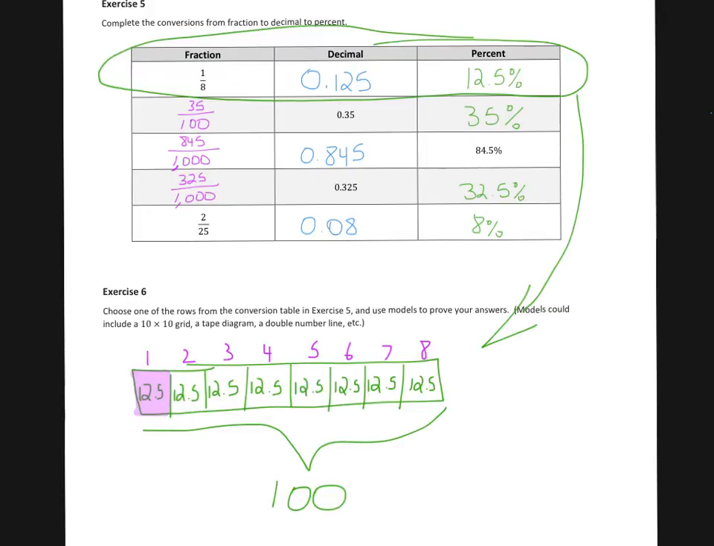So you can see that I filled out the chart. Go ahead and pause the video and compare yours to mine. And then I made a model for the first row.